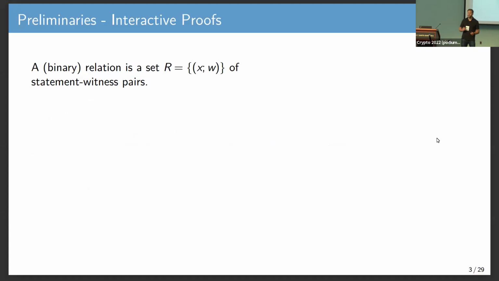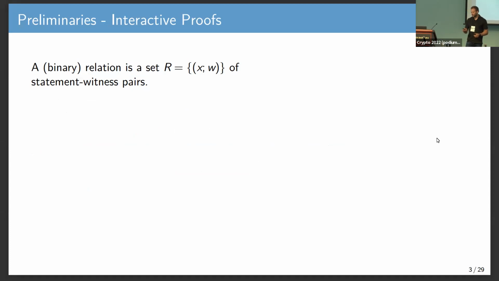So to set the stage, let us consider a relation R, which is simply a set of statement-witness pairs. The statements are typically denoted by X and the witnesses by W. You can think of a statement X, for example, as a group element, and a witness would be a discrete logarithm for this specific group element. But relations can be of any form.